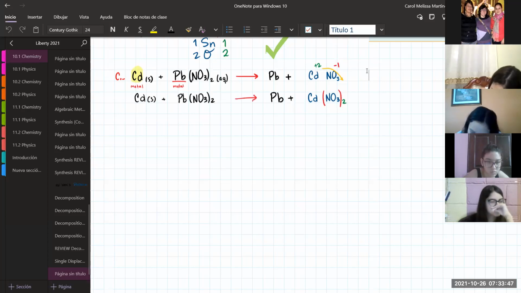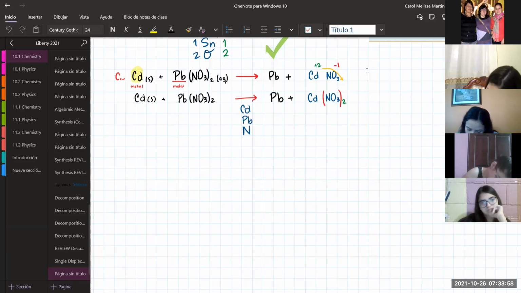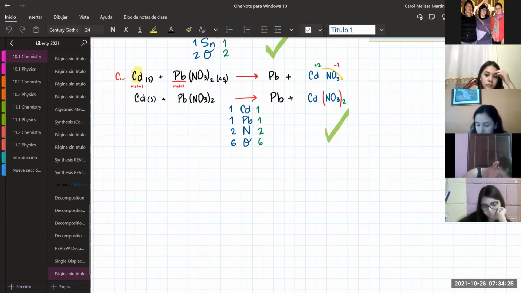Okay, now what we do is we check if the equation is balanced. So we list the elements, metals first, then non-metals like nitrogen, and the very last is oxygen. I have 1 cadmium here, 1 lead here. I have 1 times 2, 2 nitrogens, and 2 and 3 is 6 oxygens. On the other side, I have 1 cadmium, 1 lead, 2 nitrogens, and 6 oxygens. So my equation is already balanced.